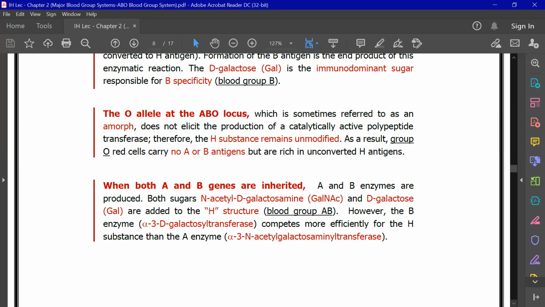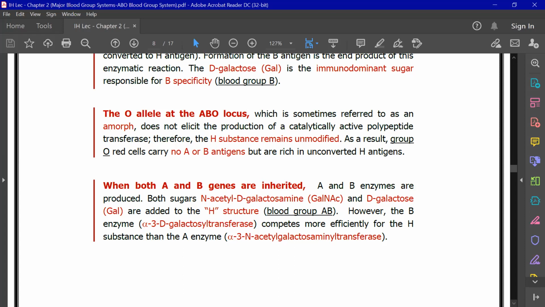Do I have to repeat it? Kapag yung O allele ang ating na-inherit? Do you understand now bakit walang A or B antigens present on the red cells of those individuals having a blood type O? Guys, are you still with me? Pwede po ulitin ko, anak? Kung inheritance bakit of O allele? Yes po, ma'am. Okay.